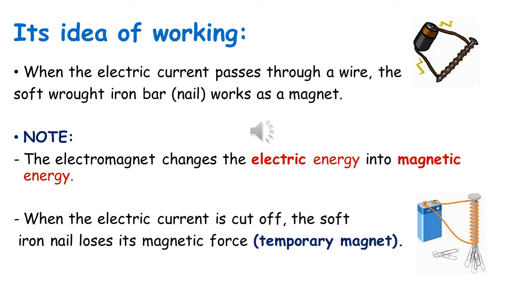Now we will talk about the working idea of the electromagnet. When the electric current passes through a wire, the soft iron nail works as a magnet. We must remember an important thing: the electromagnet changes the electric energy into magnetic energy. We call the electromagnet a temporary magnet. Why do we call it a temporary magnet? Because when the electric current is cut off, the soft iron nail loses its magnetic force. This is why we call the electromagnet a temporary magnet.